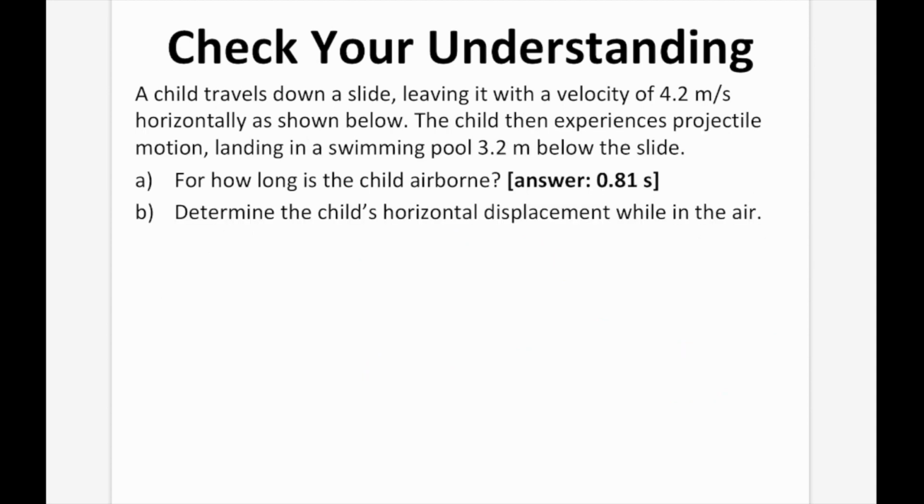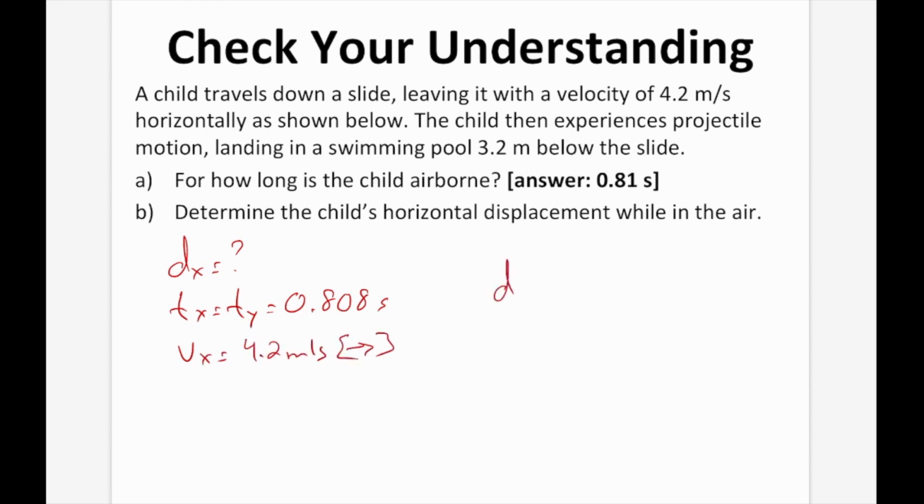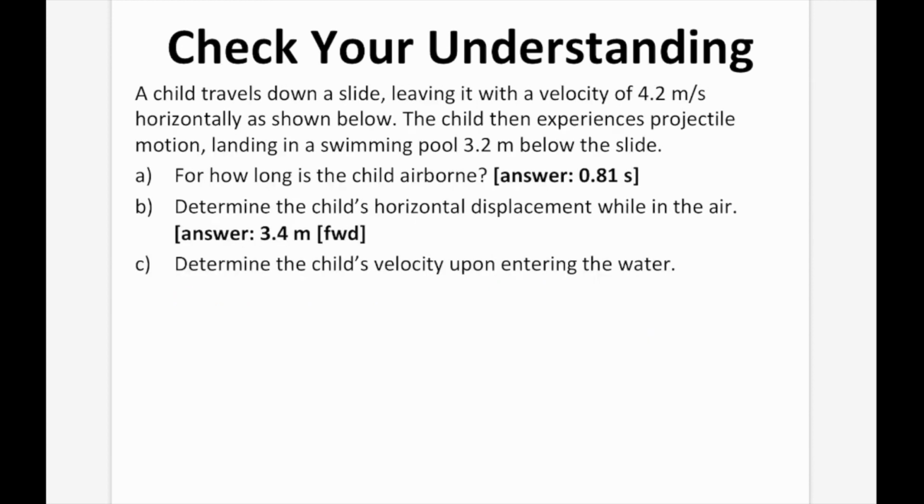Moving on to B. Determine the child's horizontal displacement while in the air. Well, that's Dx. Dx is the question. Tx is going to equal Ty, which is 0.8, 0.8 seconds. We need to use the more precise number. And Vx, we're told in the question, is 4.2 meters per second that way. So Dx equals Vx times T. Vx 4.2, T 0.808, and that gives us a range of 3.39 meters, and two sig digs, 3.4 meters that way.